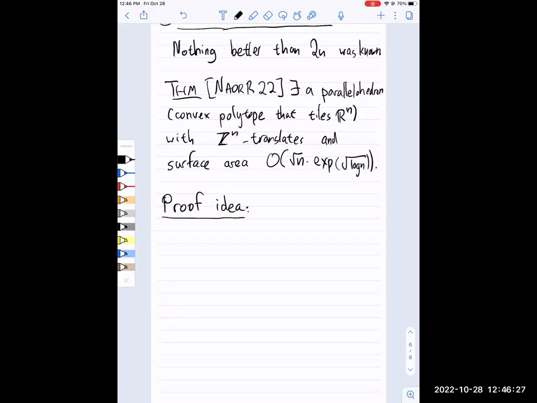I won't get to square root n. So the basic idea is this. We want to find a tile in Z^n. The reason we have so much trouble is that Z^n has all those pesky short vectors, like (1, 0, 0), (0, 1, 0), (-1, 0, 0). Ideally, you want to get rid of them.